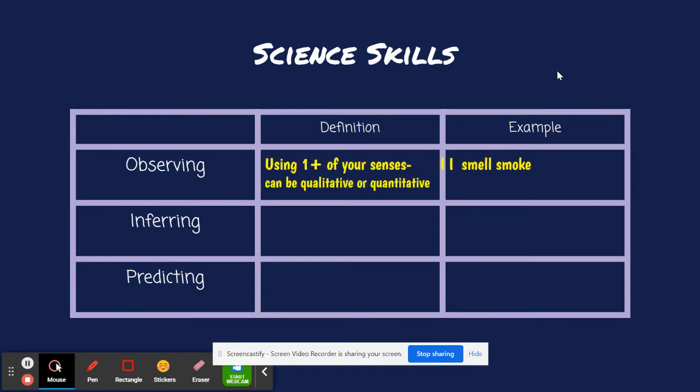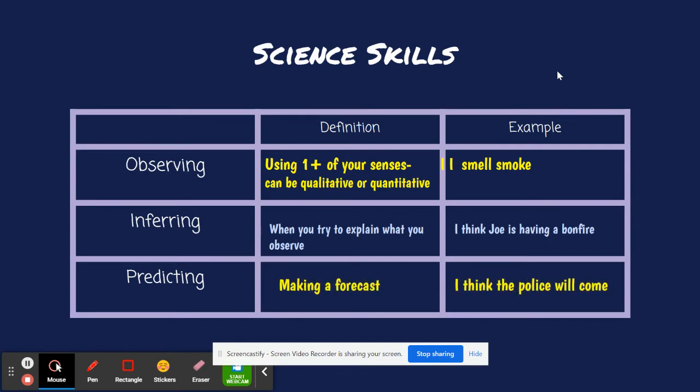observing, which is using one or more of your senses to make either qualitative or quantitative observations. An example of a qualitative observation is I smell smoke. Inferring is when you try to explain what you observe. And I might think to myself, you know what? I bet my neighbor Joe is having a bonfire. And that's different than predicting when you're making some sort of a forecast. And maybe I think the police will come because we have a neighbor that always calls the police on people when someone has a bonfire. Observing, inferring, and predicting.